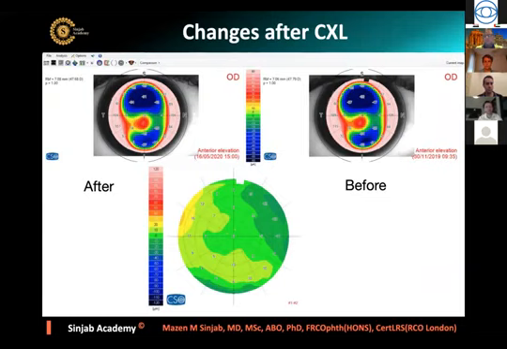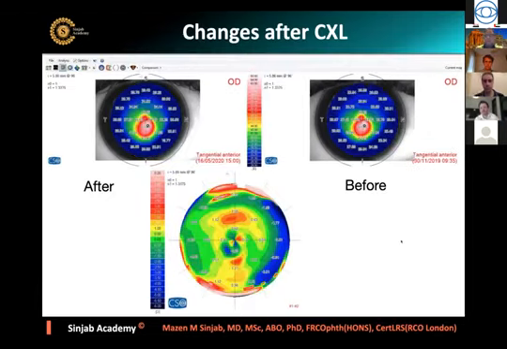This is a case of cross-linking done on the right eye, and the left side is after, the right side is before, six months apart. This is using the anterior elevation, and the map at the bottom is the difference map. As you see, the difference map doesn't show much change. If we look at the tangential anterior as well, before and after, and the difference map, we can see there are few changes, but they are within fractions of a diopter, 0.6, 0.44.